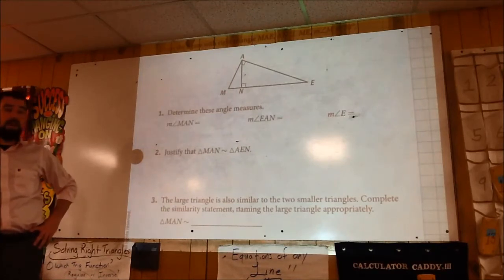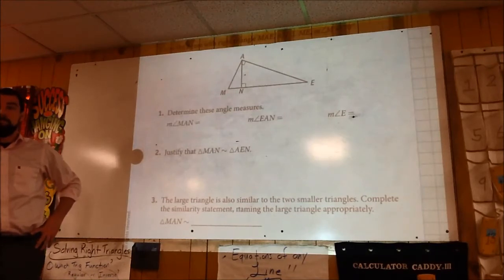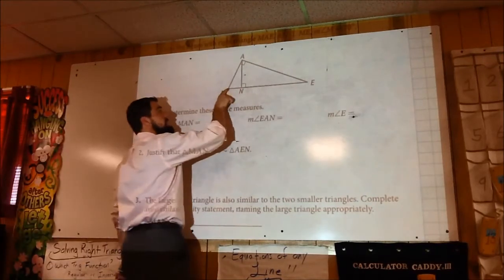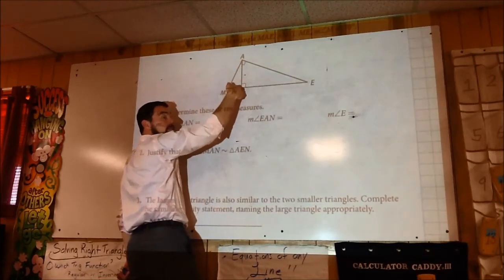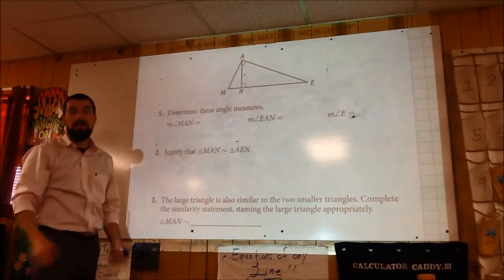Altitude of the large right triangle. Whenever you have a right triangle, the two legs are two of the altitudes because they're perpendicular to one another. So in this large right triangle, this is one of the altitudes, this is another altitude, and then this one that you have to draw in, that is the third altitude.